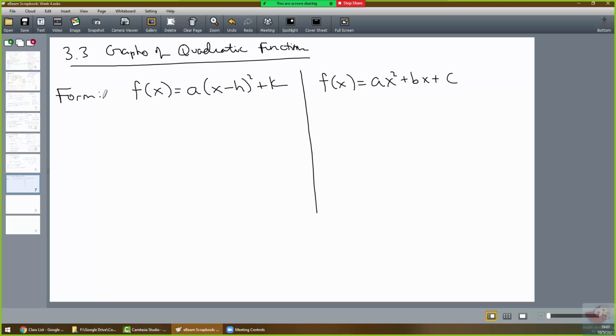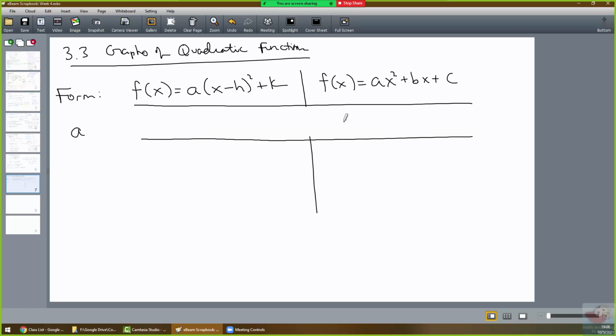They both have the same a value. That's the only letter that's the same. So let's start with A. A, for both of them, in fact, I'm going to erase this line here because it's the same thing. When A is positive, the graph opens up. When A is negative, the graph opens down.